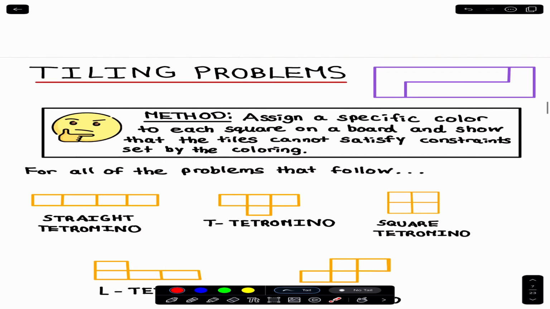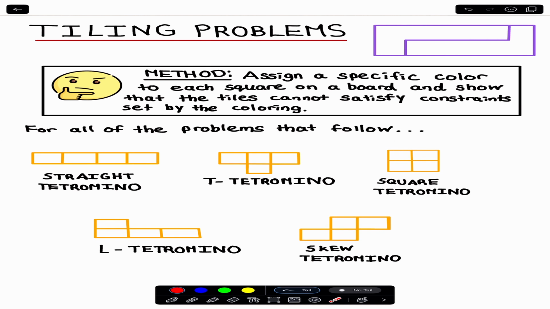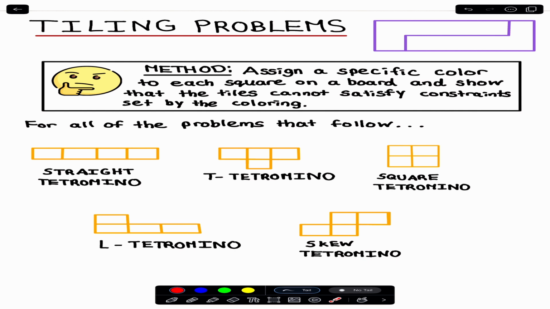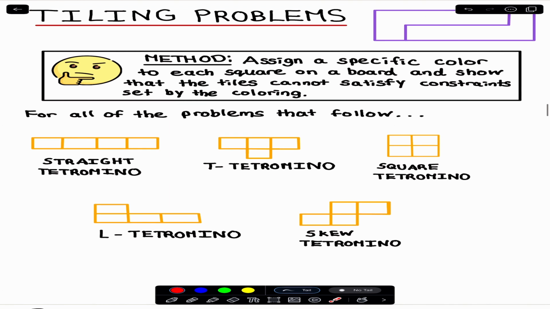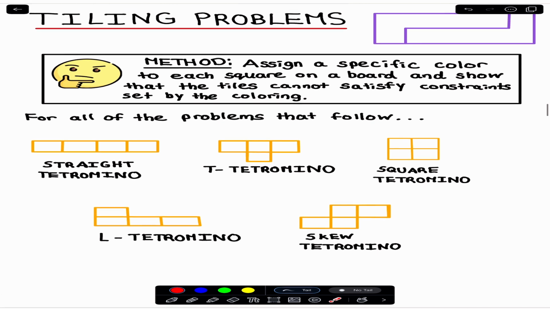Let's keep going. Now, in coloring problems, there's often a very specific type of problem called tiling problems. So these ones, it's still like a chessboard, but there's a little bit more going on. So as usual, I have our little buddy, our thinking face emoji, to remind us of our method. And it's basically the same method as the chessboard. So we're going to assign a specific color to each square on a board and show that the tiles cannot satisfy constraints set by the coloring. Of course, if that sounded very abstract, or you don't know what's going on, don't worry. The problems will hopefully make it clear.